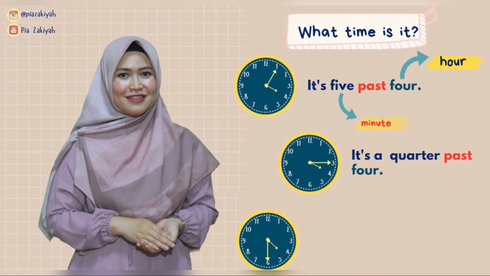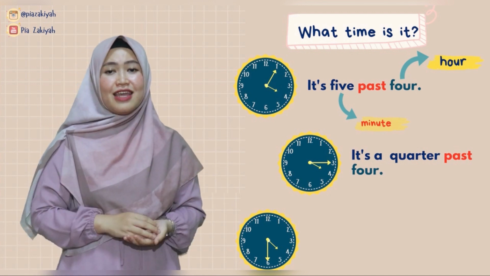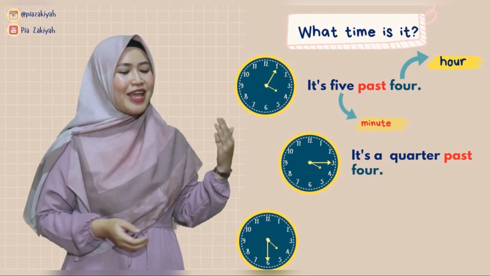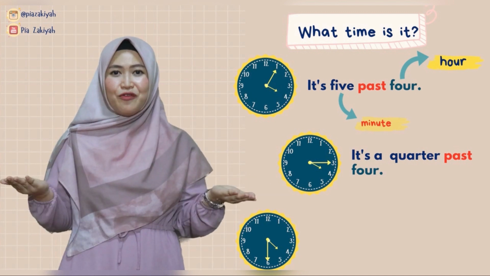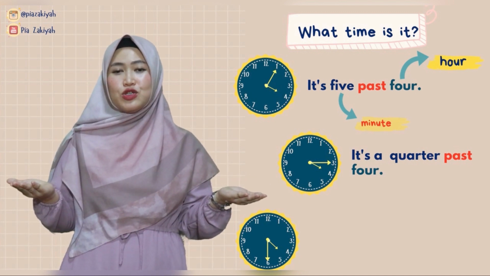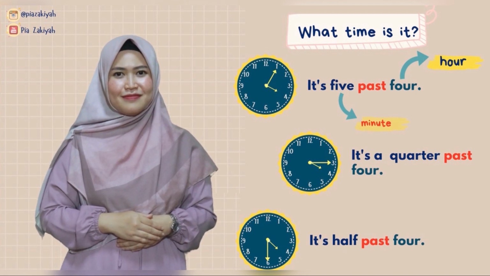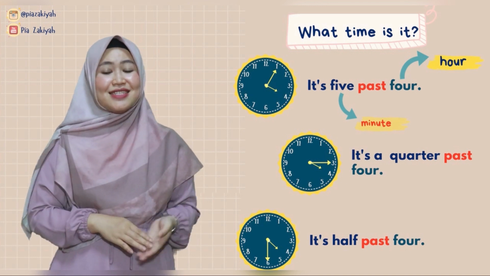The next one, the third clock. The long hand is pointing to number 6. We can say it is half past 4. Half is used when you want to tell that it is 30 minutes past the hour. So, when someone asks you, what time is it? It is half past 4.